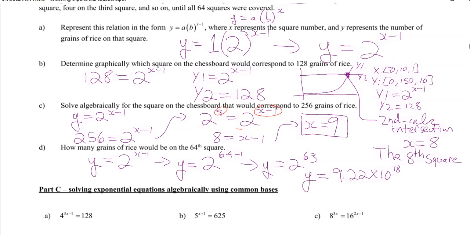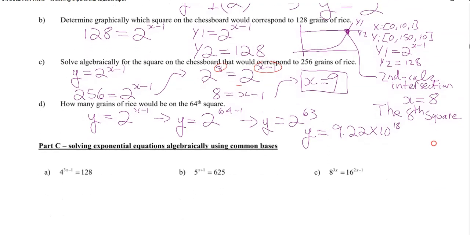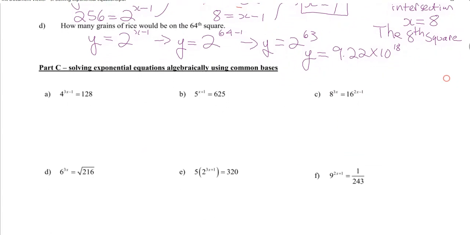9.22, right? So 10 to the 9th is a billion, 10 to the 12th is a trillion, 10 to the 15th would be, let's call it a quadrillion. So this would be a quintillion. 9.22 quintillion. So lots of rice. Good deal for the guy, not so good a deal for the kid.